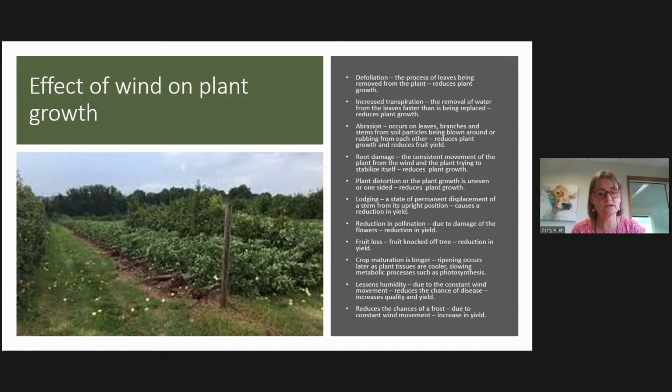It does reduce humidity, which is great because that reduces your chance of disease. And lastly, it removes the chance of frost. So you will not get a frost if you have wind.